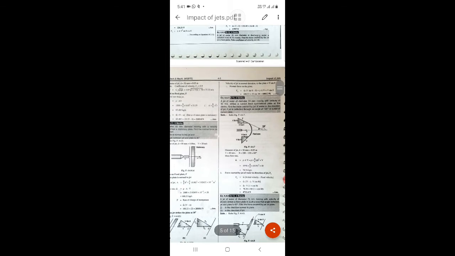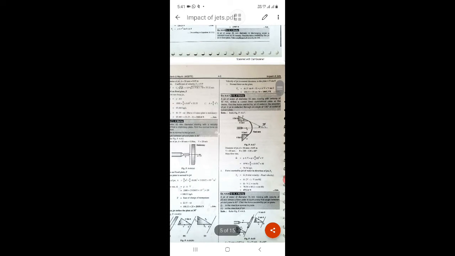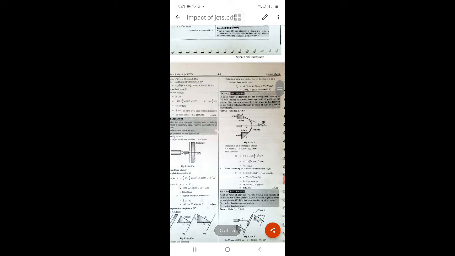So since theta is more than 90, take 180 minus theta, that is 180 minus 120 is 60. The diameter of the jet is 50 mm, so 0.05 m. Velocity is 40 meter per second. Then theta is equal to 180 minus 120, which is 60 degrees. So mass flow rate is rho a v, rho into pi by 4 d square into v, so it is 78.54 kg per second.